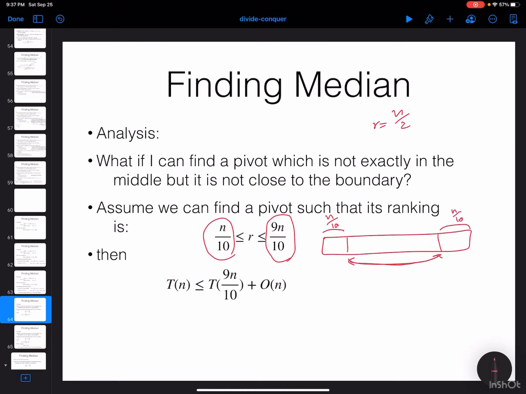So in that way you are saying that R, the value of the rank of the pivot, is between n-tenth and 9n-tenth.